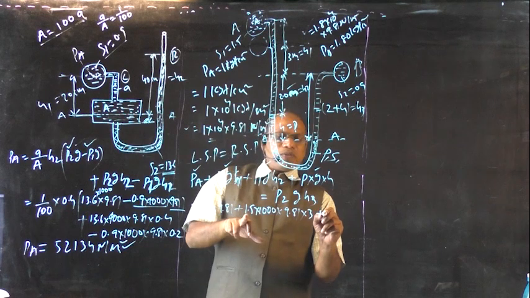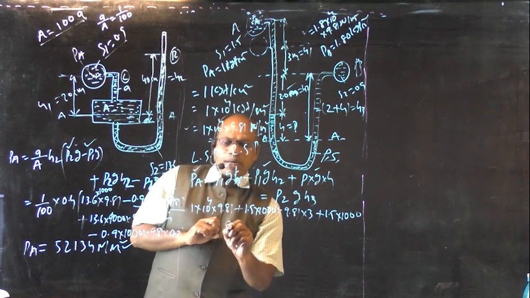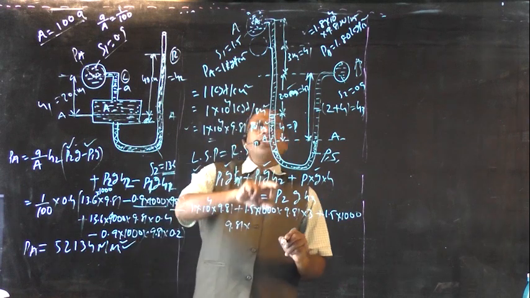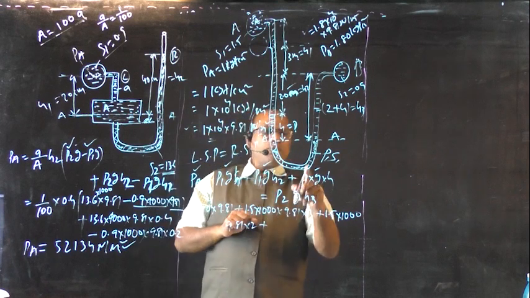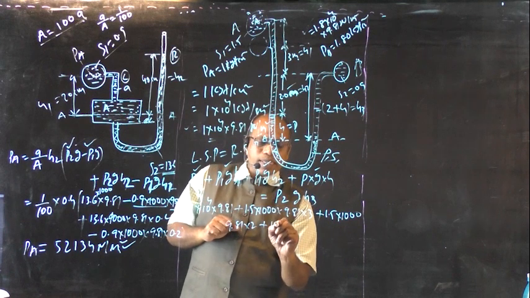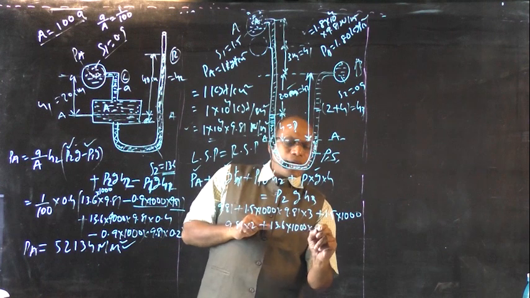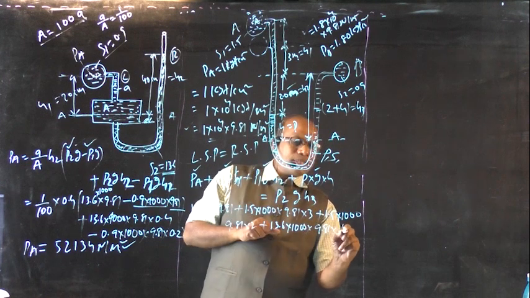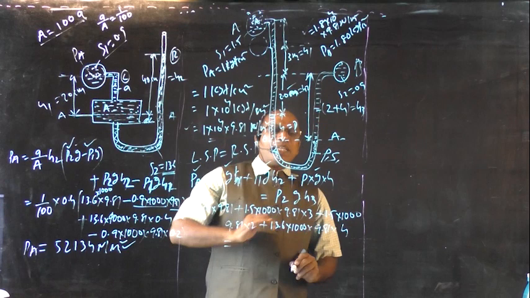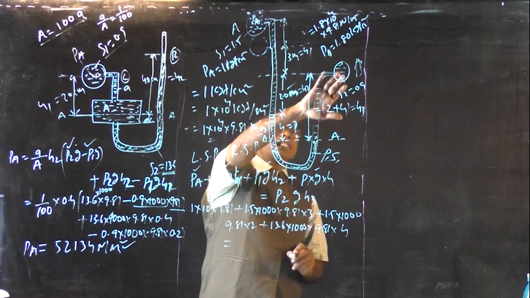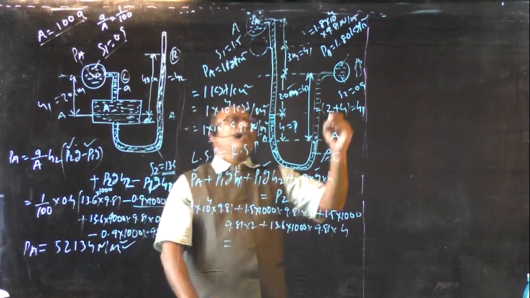plus rho 1, same liquid, that is the pipe A liquid, that is equal to 1.5 into 1000 into g 9.81 into H2. H2 is nothing but 2 meters, plus rho, density of the manometer liquid or mercury, that is equal to 13.6 into 1000 into g 9.81 into H. H is unknown, that we are going to determine here. That must be equal to right side pressures, that is equal to rho 2, that means density of the liquid in pipe B, that is given in the problem, 0.9.